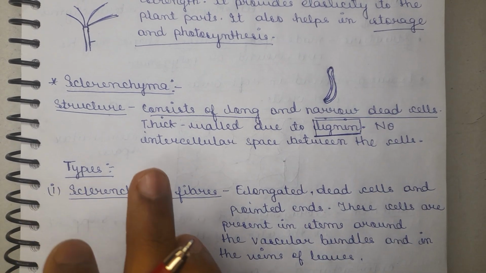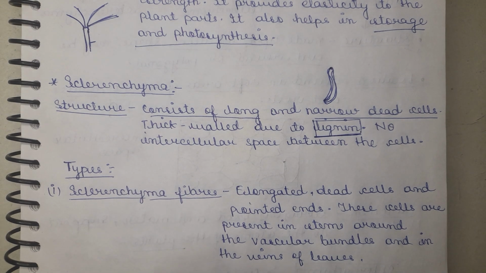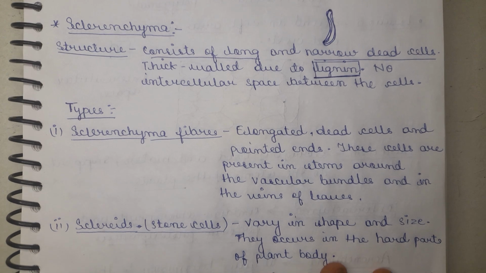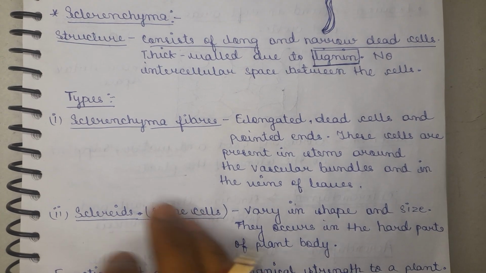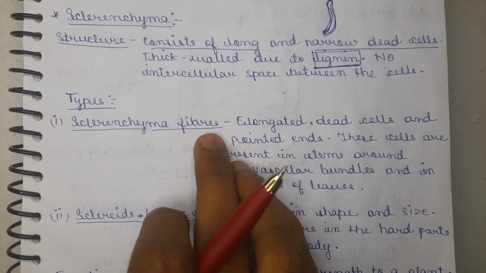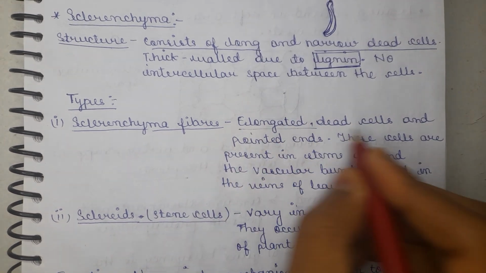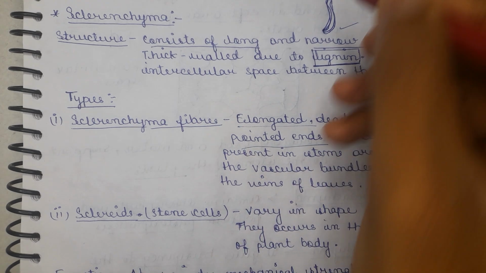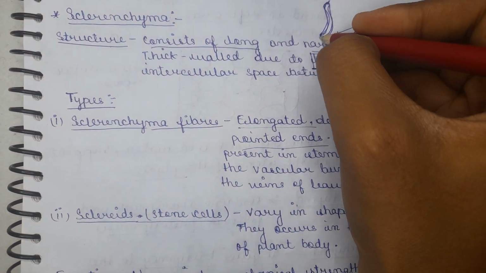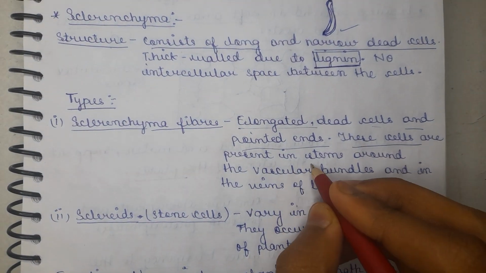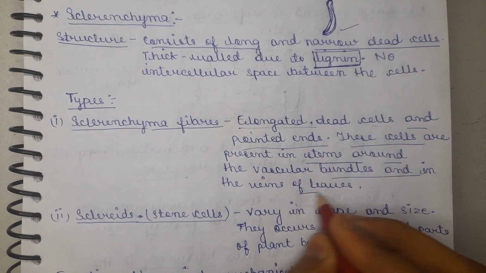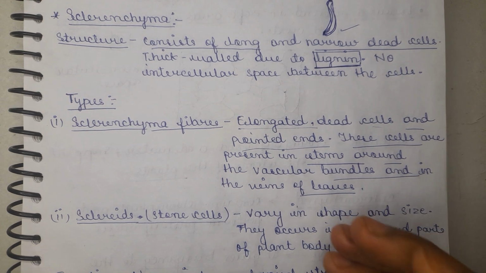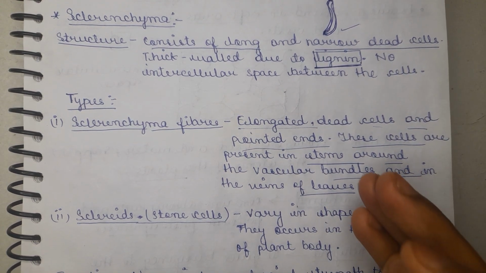If we talk about the types of sclerenchyma, it is classified into two types. The first one is sclerenchyma fibers, and the second is sclereids, also called stone cells. The first type, sclerenchyma fibers, are elongated dead cells like this, and they have a pointed end. These cells are present in the stem around the vascular bundle and in the veins of the leaves. The intercellular space in the tissues is almost absent. All the cells have thick lignified walls.